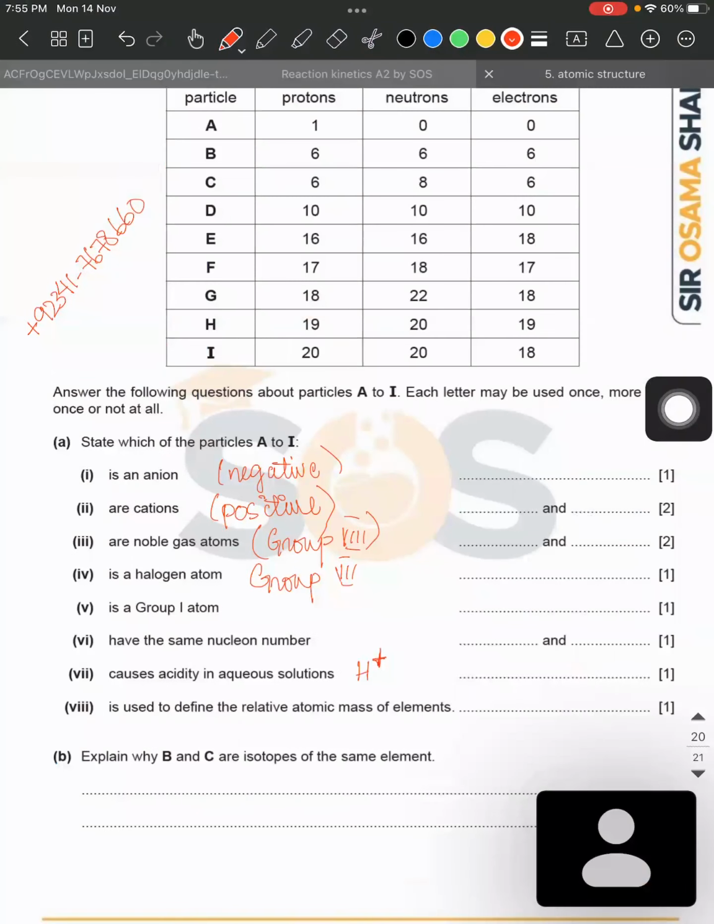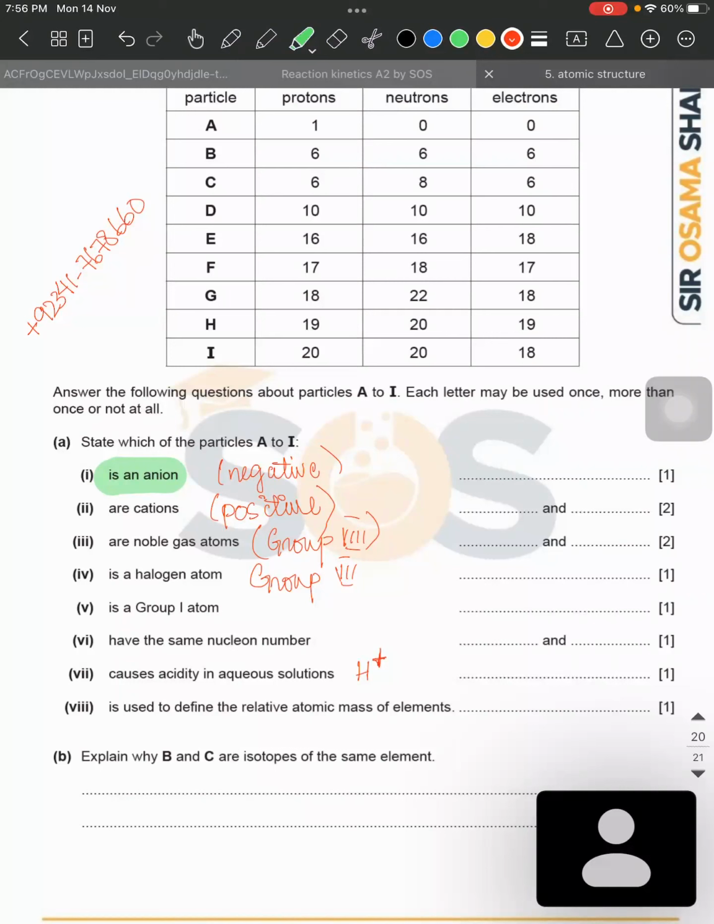Look over here at how we can solve this question. They are asking which one is the anion, meaning which one is the negatively charged particle. If you want to find the negatively charged particle, remember it must have more electrons, because electrons cause negative charge in the atom. So if electrons are greater, the negative charge is going to be greater, right?